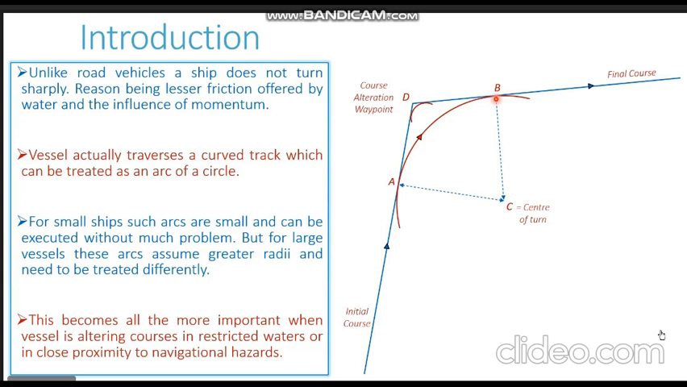So this is the importance of planning a turn in a passage plan. We need to identify this curved path on our chart or on the ECDIS. We need to check the accuracy. We need to check the safety of this curved path, that it is running through safe waters, not running over shallow patches or navigational dangers.